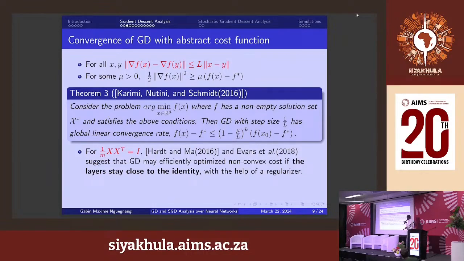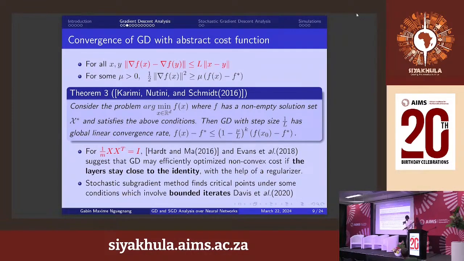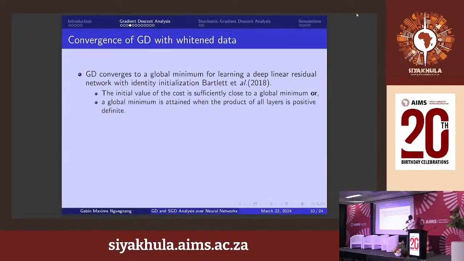With that condition, they observed that gradient descent could optimize efficiently a non-convex function with the help of a regularizer. We also have some nice results where, with subgradient descent, they impose the iterates to be bounded in order to establish convergence. But we know that as an iterative process, the iterates can always escape to infinity, so we really need to have a careful analysis to ensure boundedness.